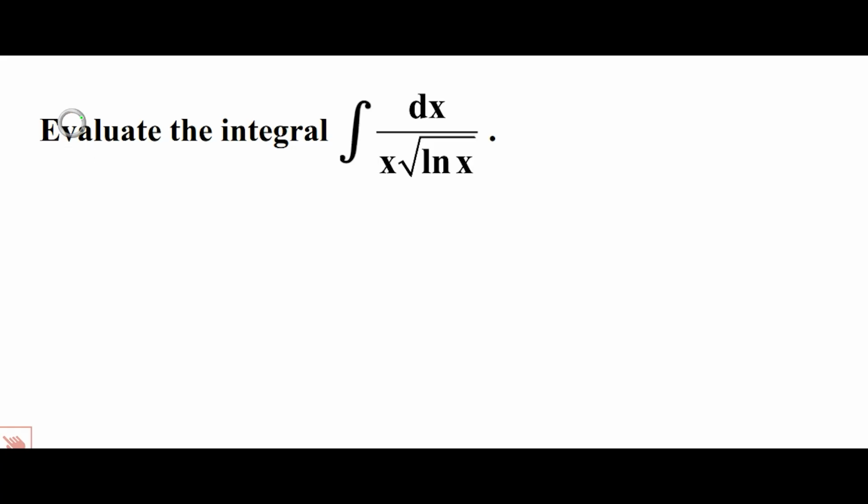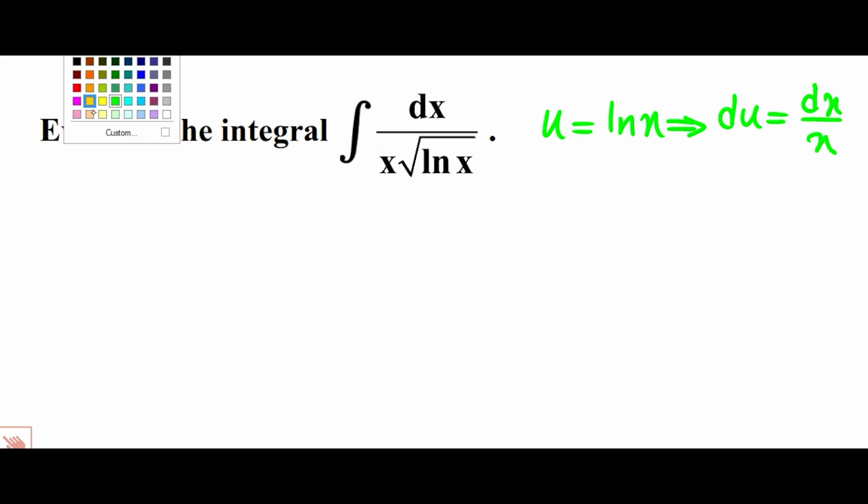Number 3, evaluate the integral of dx over x times the square root of ln of x. First, choose a substitution. Because we see ln of x inside the square root, the natural substitution is u equals ln of x. So if we take the derivative of both sides, we have du equals dx over x. This is perfect because dx over x appears in the integral.